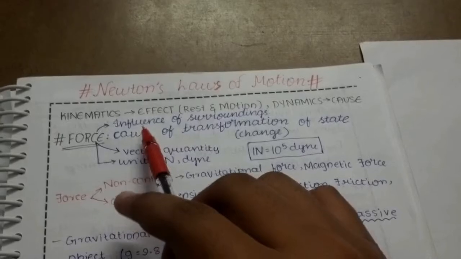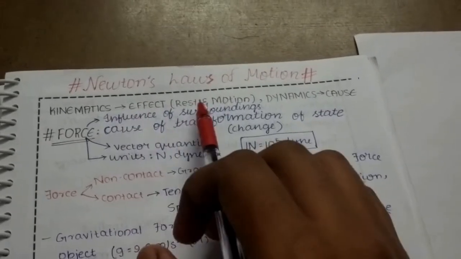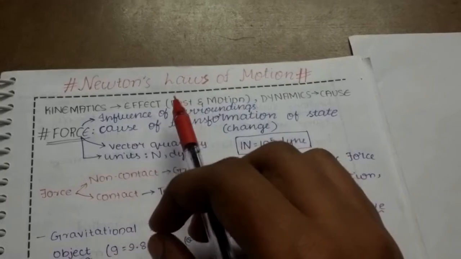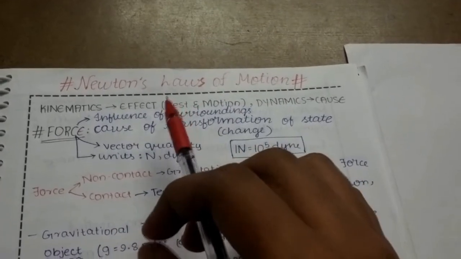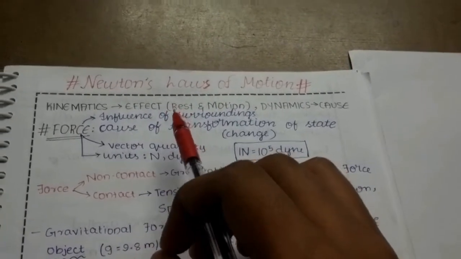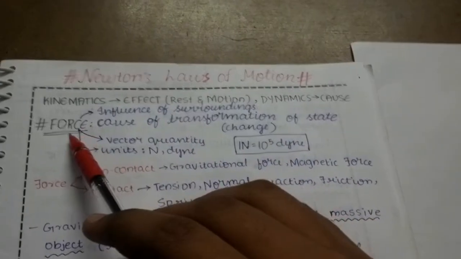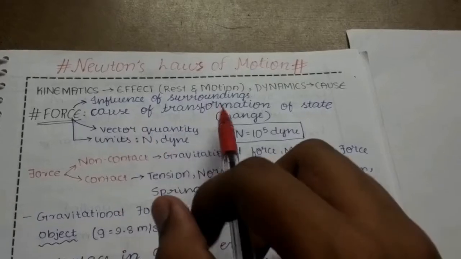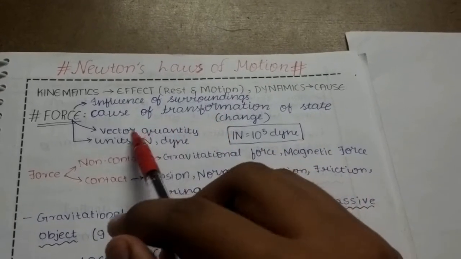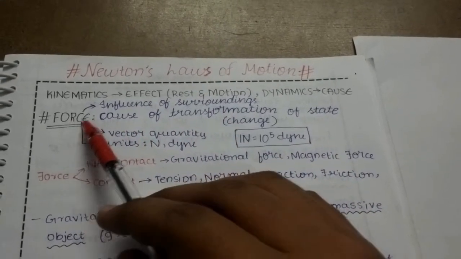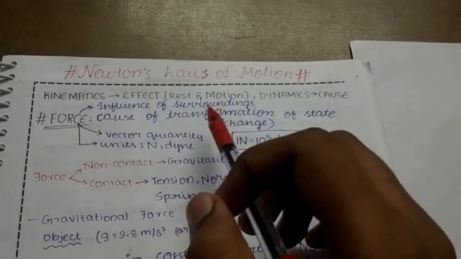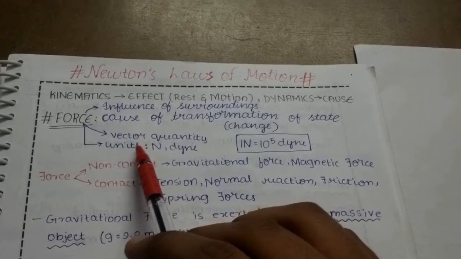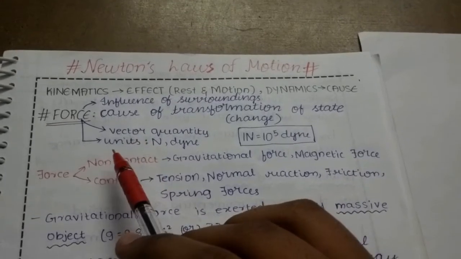In our previous chapter, kinematics, we dealt with rest and motion, which are the effect of something. That something, that cause, is going to be dealt with in this lesson. That is nothing but force. Force is the one which causes the change of state. We can define force as the influence of surroundings. Force is a vector quantity, which means it has both magnitude as well as direction.